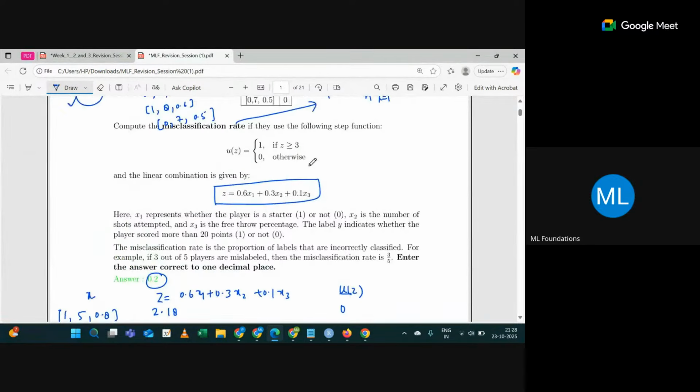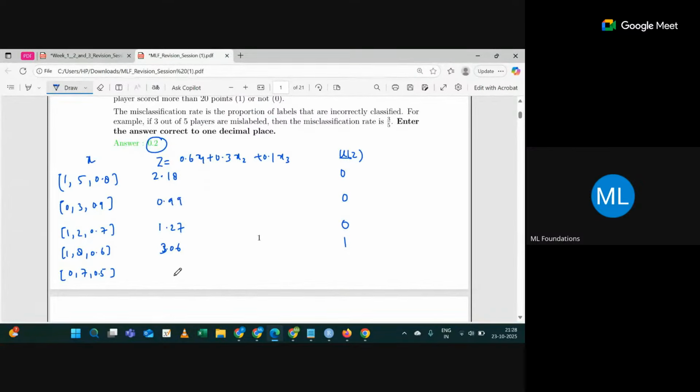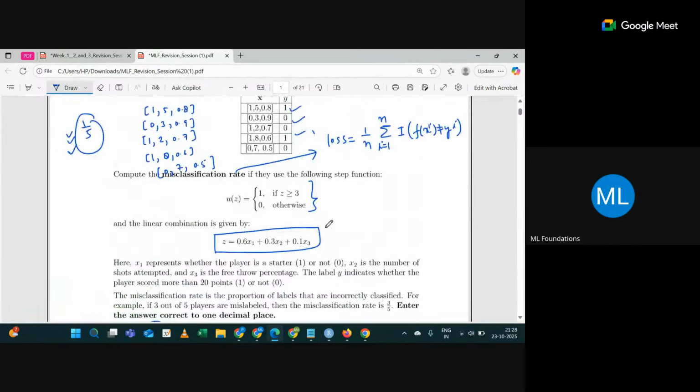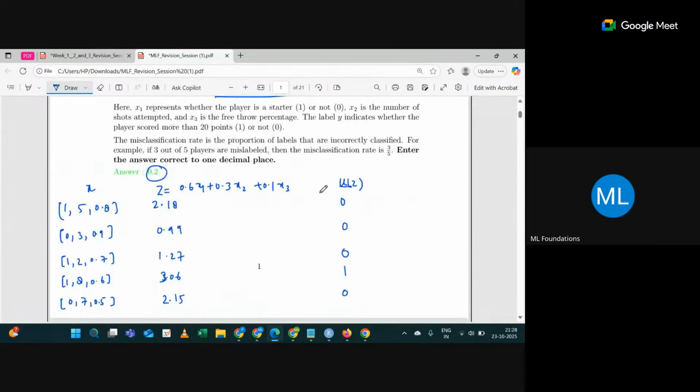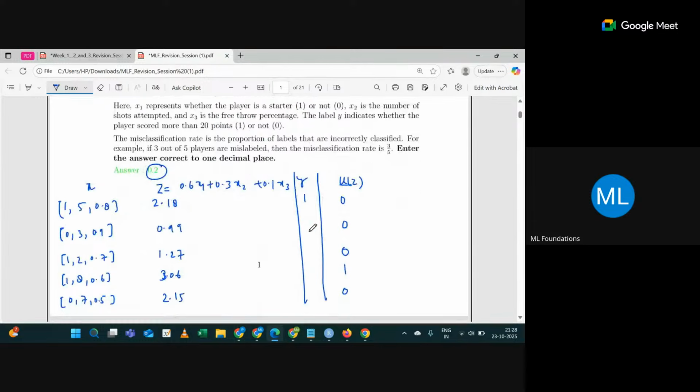Okay. And everyone is getting how I'm writing this, right? Based on this part. And then next is 2.15, which is again less than, so it is 0. So first of all, what is the original prediction? 1 0 0 1 0, right? So this is the original y, right? 1 0 0 1 0.